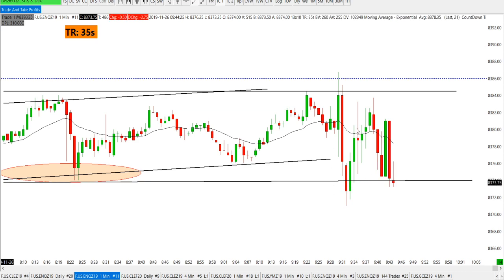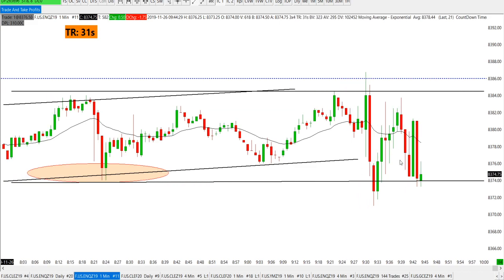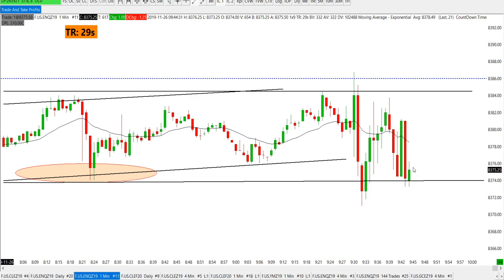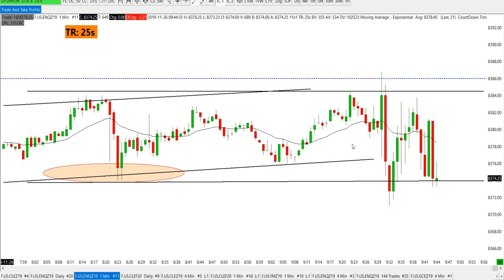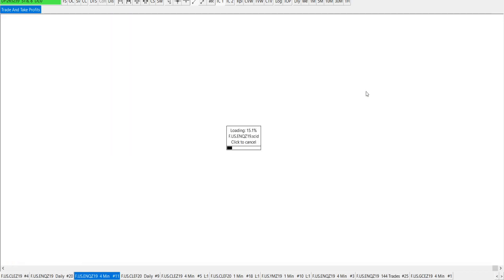I want to see if buyers come in this area. If they don't, they just don't. But if buyers come in this area, I might take a long right here. But overall, sellers right now are looking good because we have resistance up top right here.